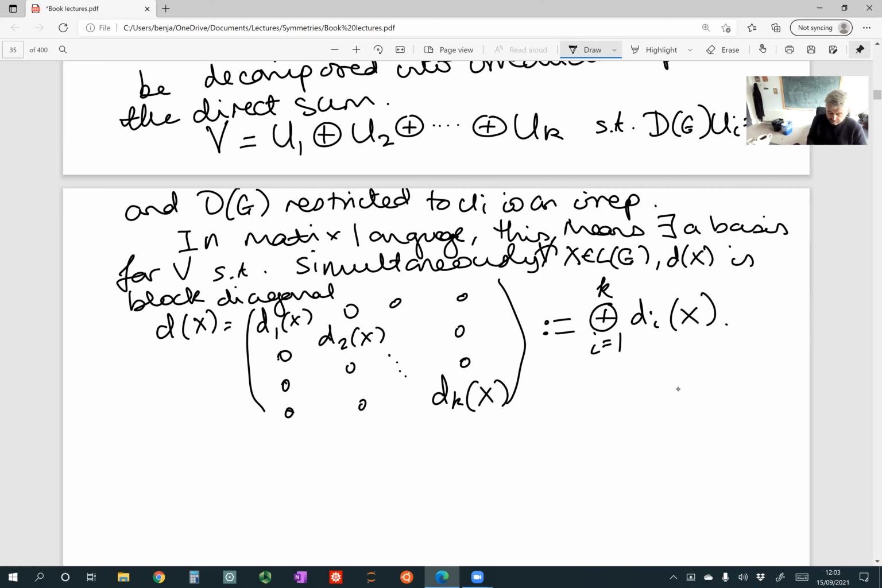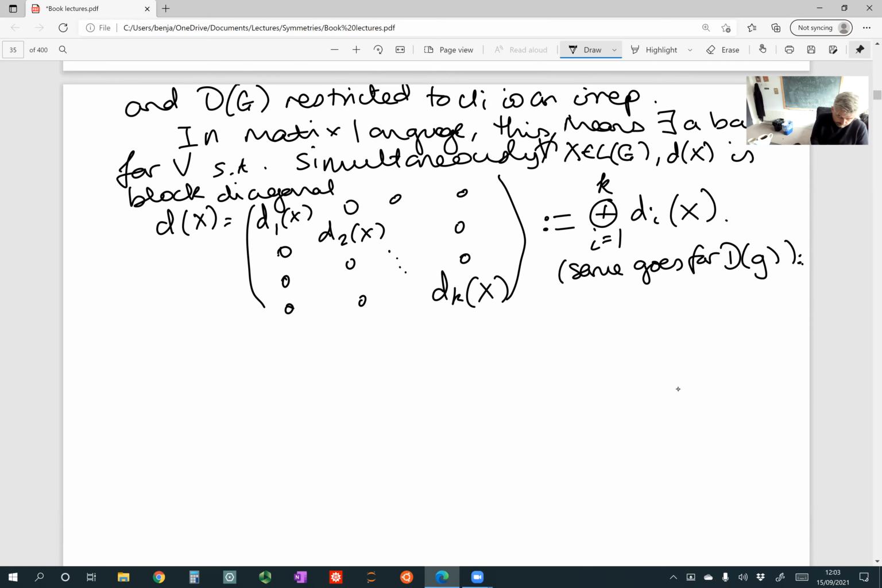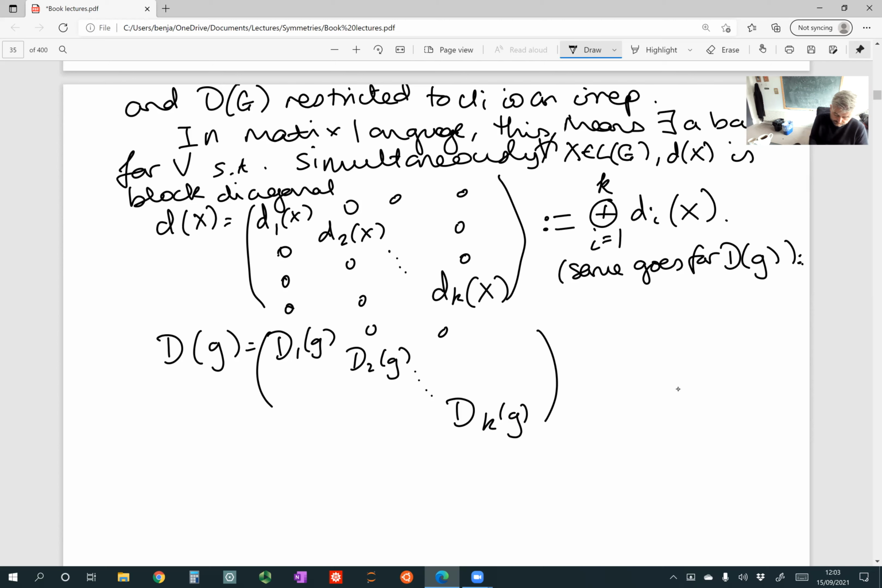So the same goes for D(g), remember. So just to make it clear, D(g) is D_1(g), D_2(g), all the way down to D_k(g). And that, of course, just comes through exponentiation.